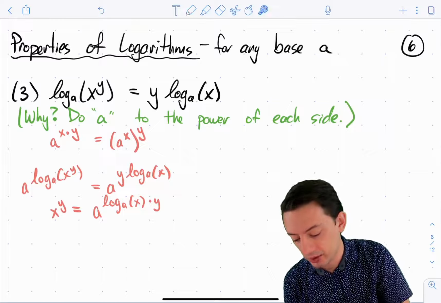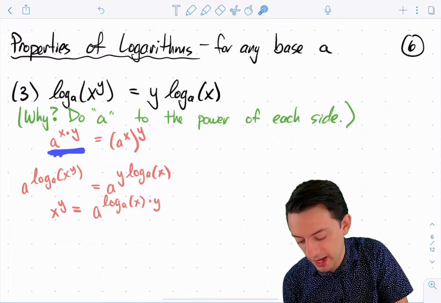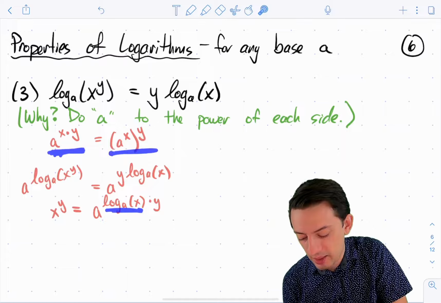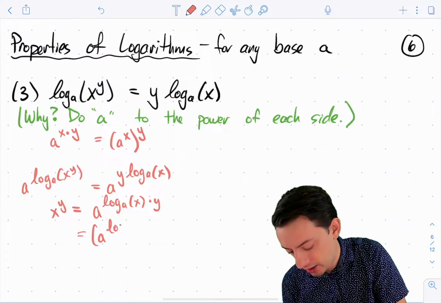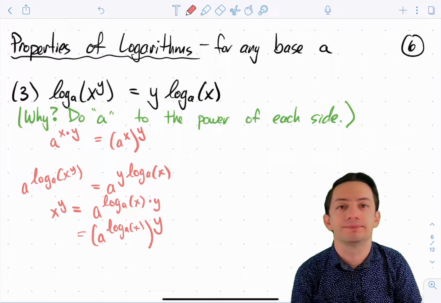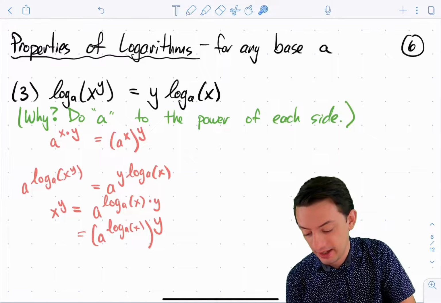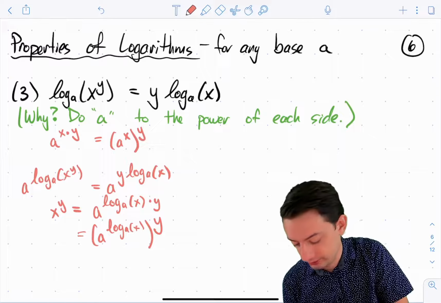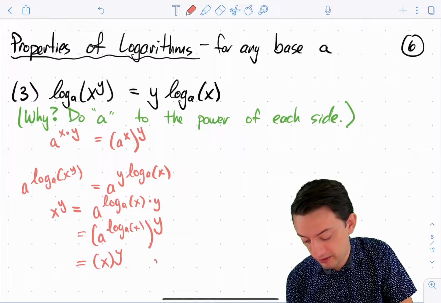But now it looks kind of like this, and so I can apply the rule where the x is kind of this whole thing, and that means I can group them together. So that's a to the log a of x all to the y. And this is what we wanted because the a and the log a cancel, and they give us x to the y, which is, of course, what we have on the left-hand side.